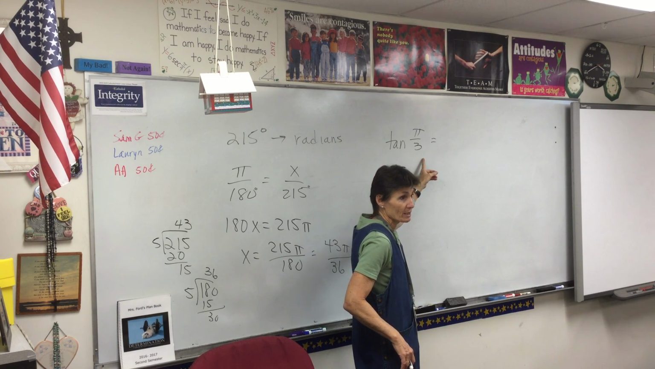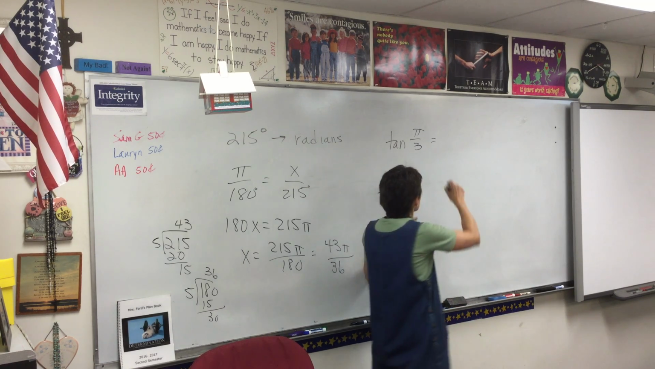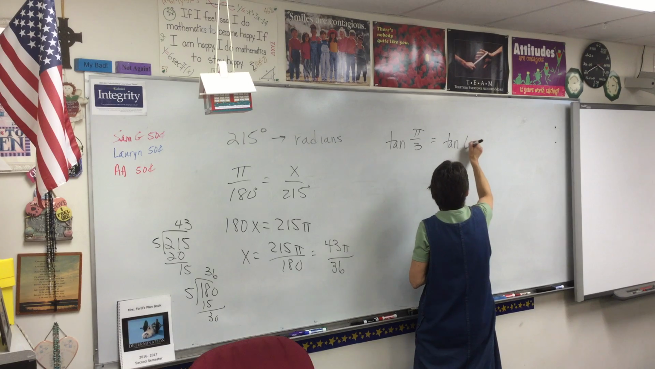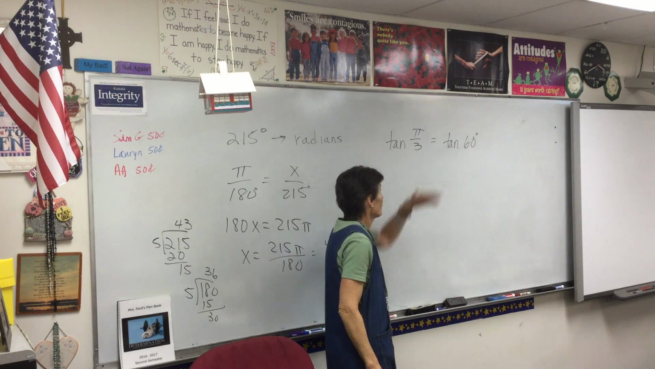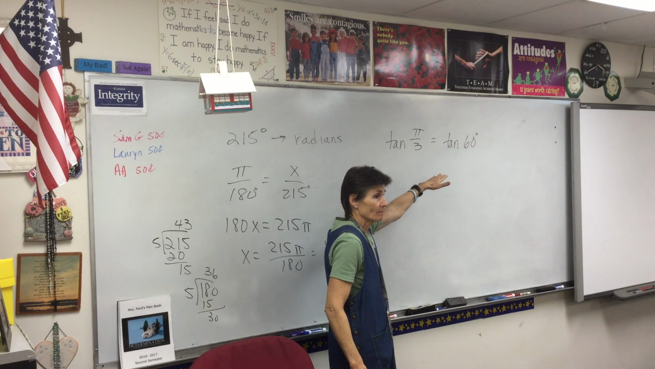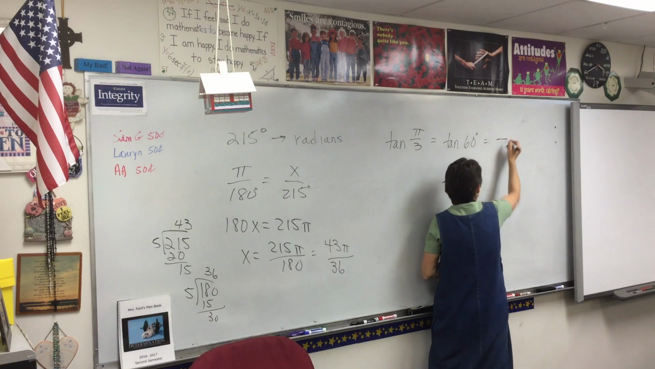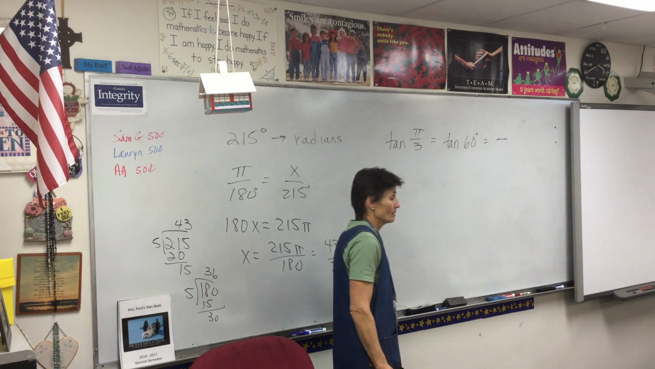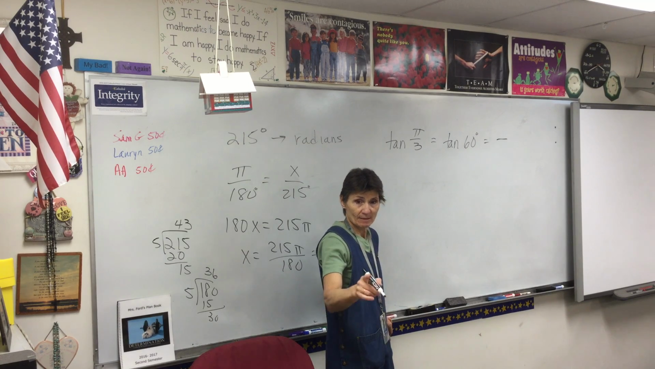180 divided by 3, so this is the same as 60? So we're finding the tangent of 60. I can't tell you how many papers I graded, gang, where people stop there. Okay, that is not the answer. The answer is going to be a fraction. Well, how do I go about finding that fraction, the tangent of 60?